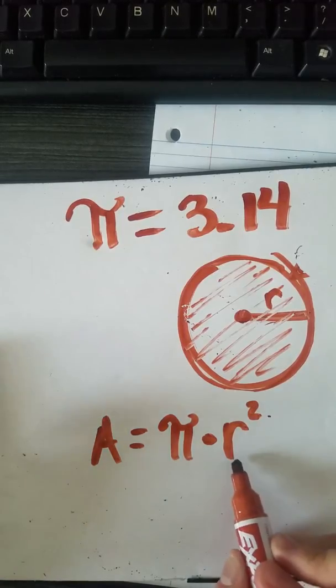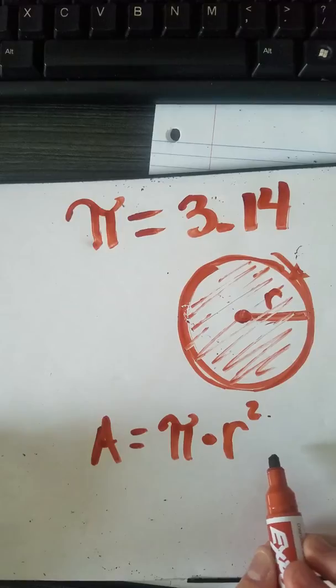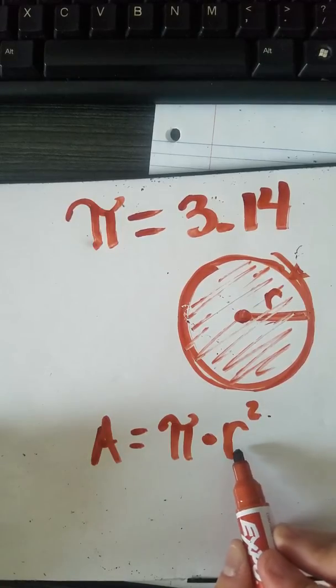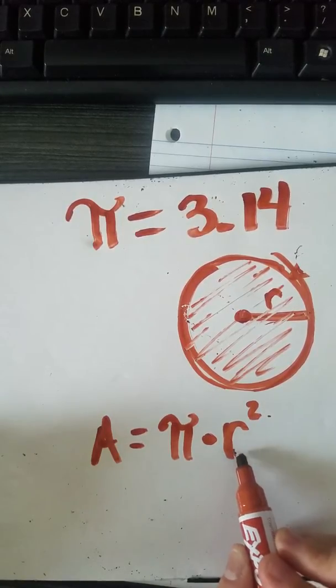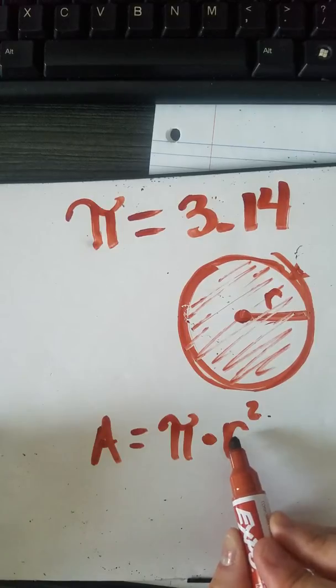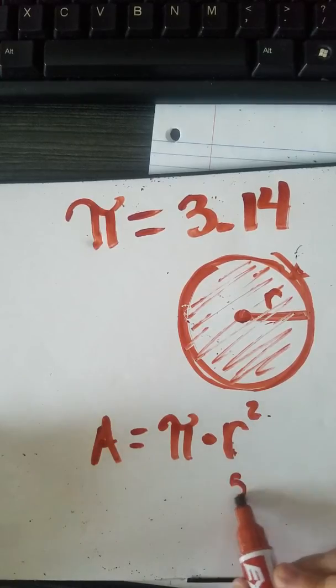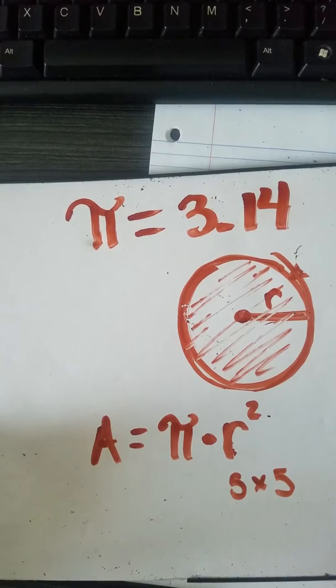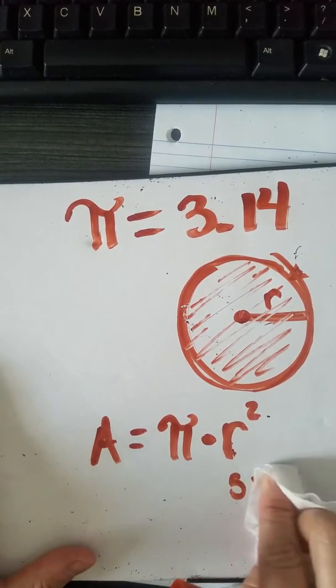Now remember, squared is not times 2. It is times itself. So if r is 5, then it's not going to be 5 times 2. It's going to be 5 times 5. Be careful that you do not mix that up.